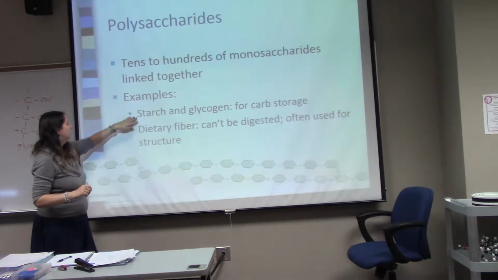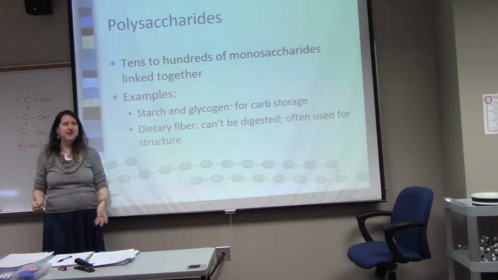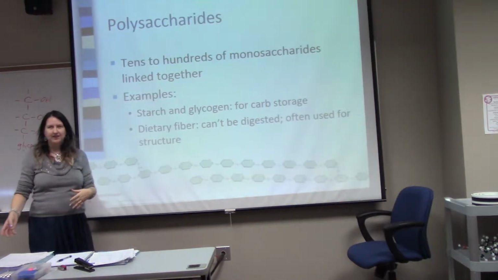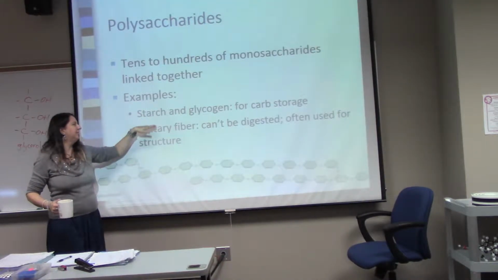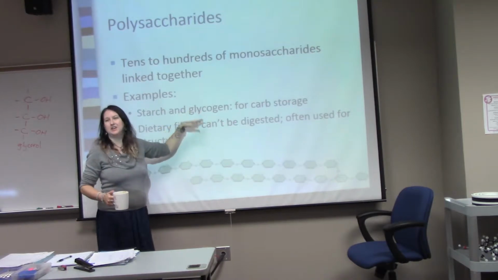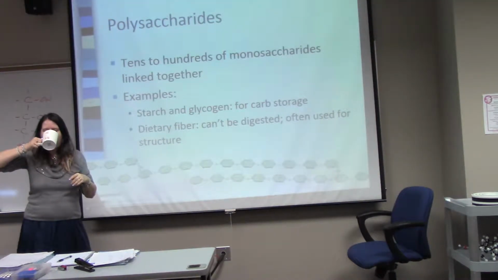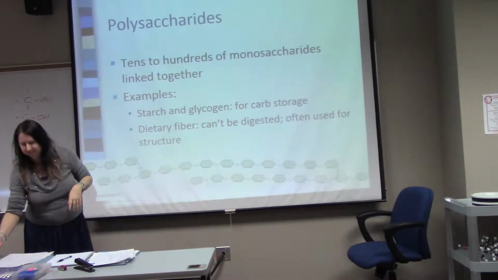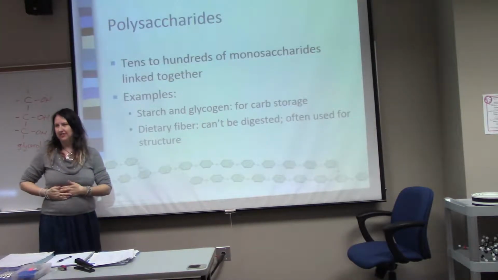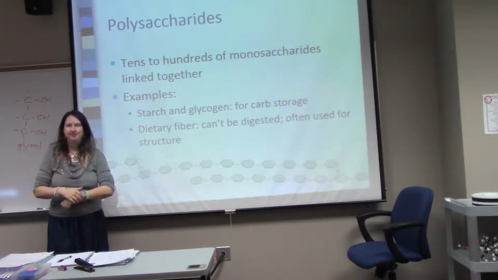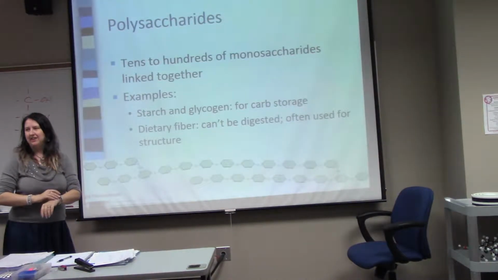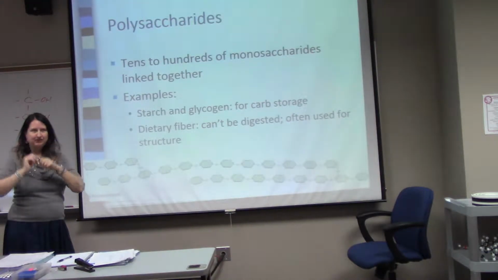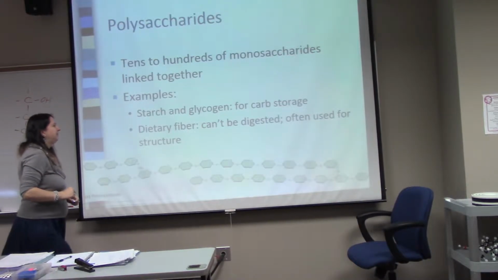Polysaccharides are used to store carbohydrates when you don't want to burn them right away. When plants store them, we call it starch. In animals, we call it glycogen. We store glycogen in our livers and in muscles so that when they need energy, they can just break the glucose off the ends.